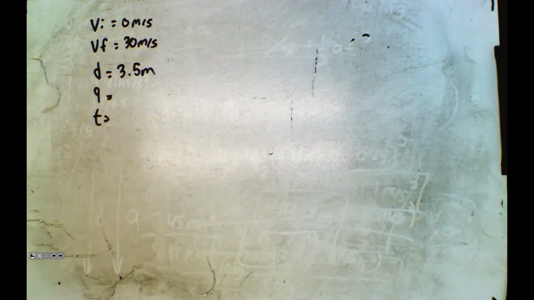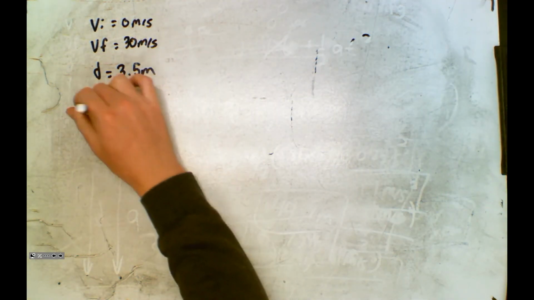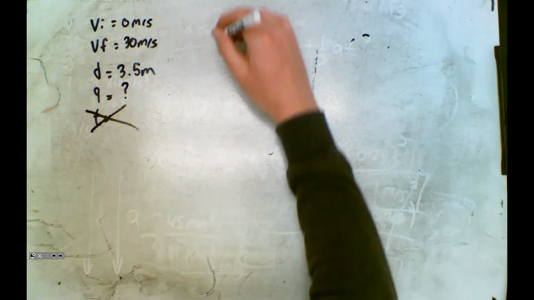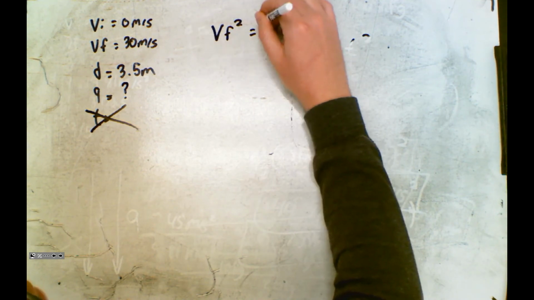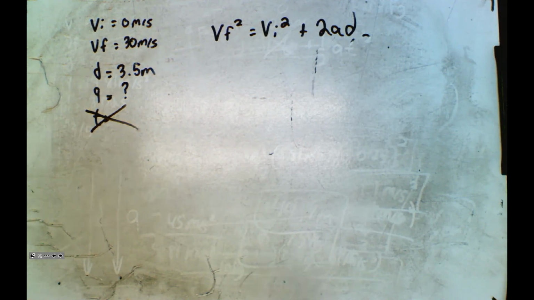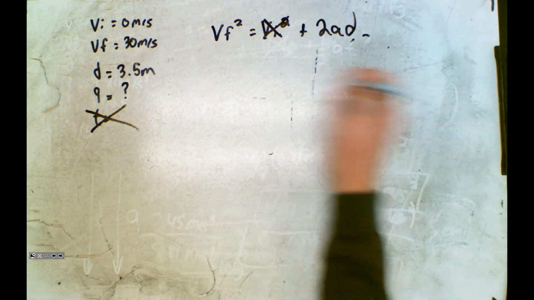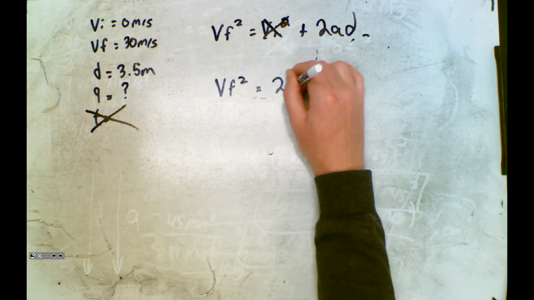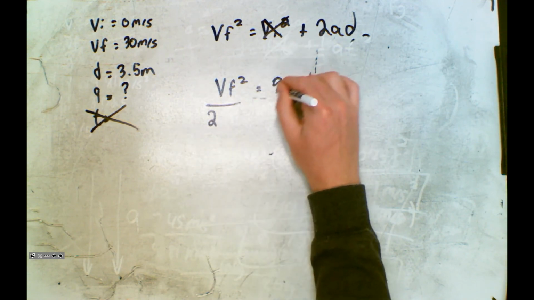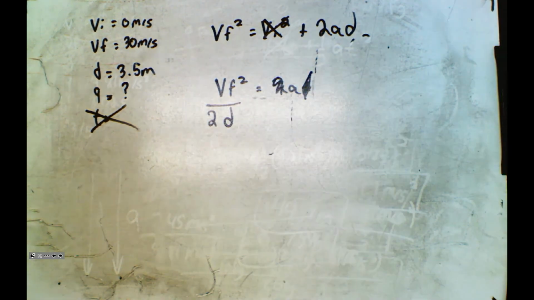The ball starts from 0, right? When the pitcher winds up, it starts at 0, it goes to 30, and it does it in 3.5 meters. We want to find the acceleration, so that means that time is missing. So we want to select the formula without time. And the only formula without time is VF squared equals VI squared plus 2AD. If our initial velocity is 0, 0 squared is 0, it's much nicer to rearrange like that. We want to find our acceleration, so we can move the 2 down below, we can move the D down below, and we can solve for acceleration.